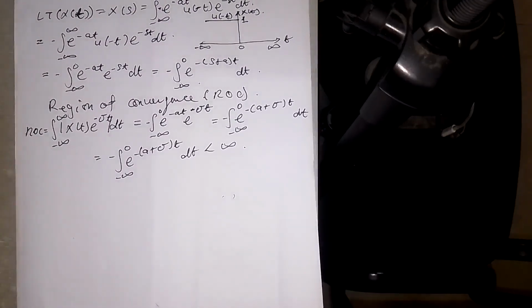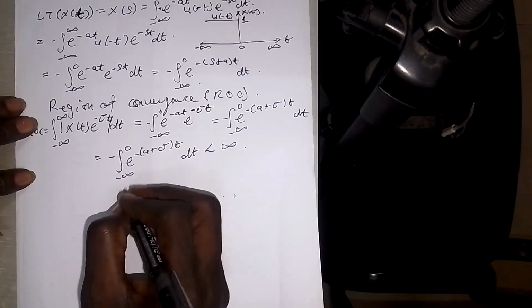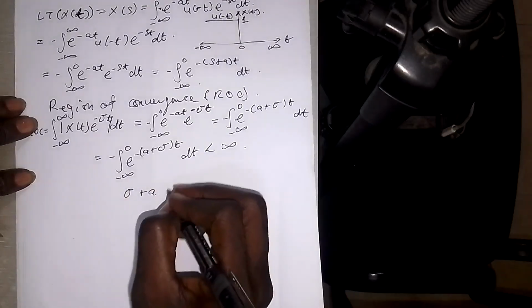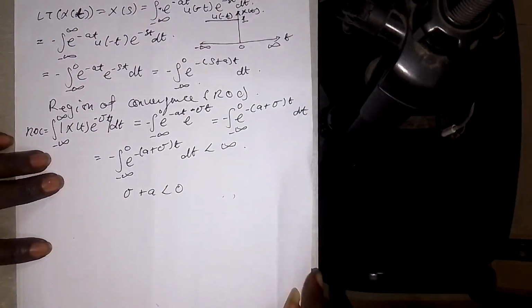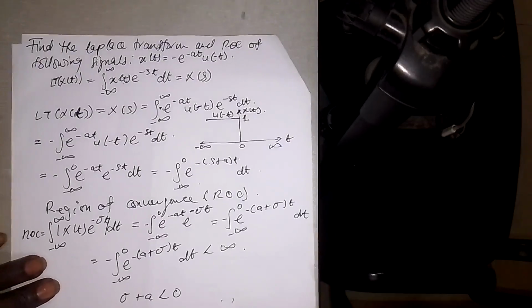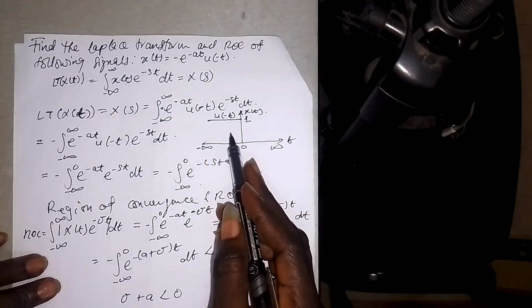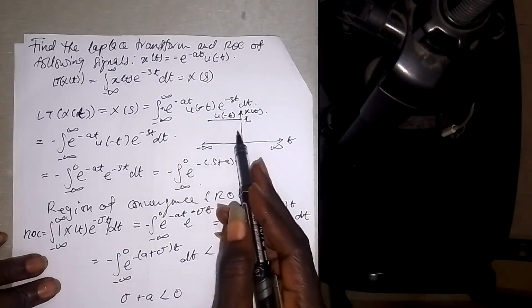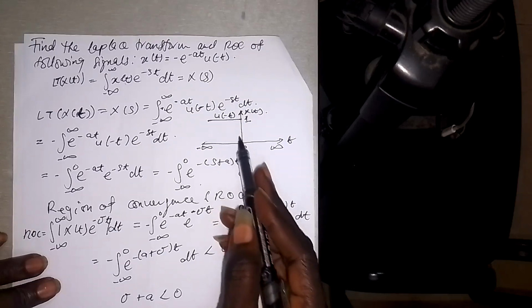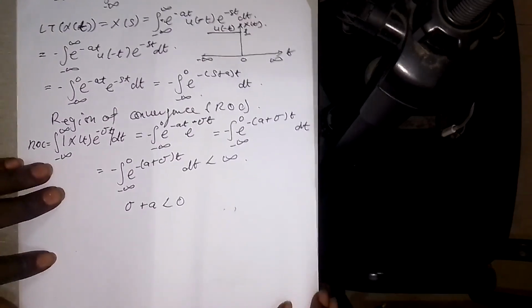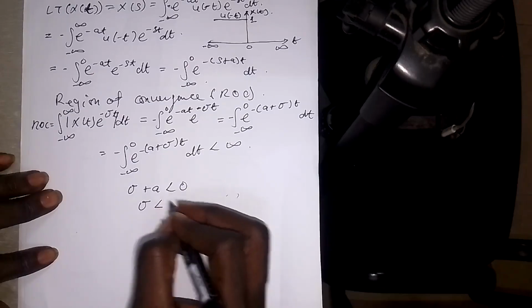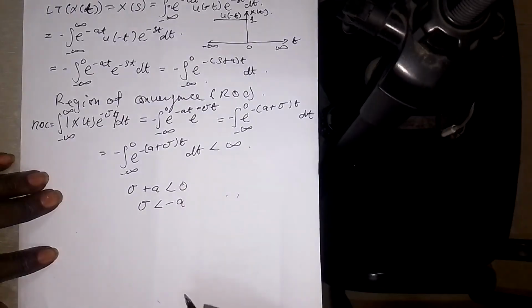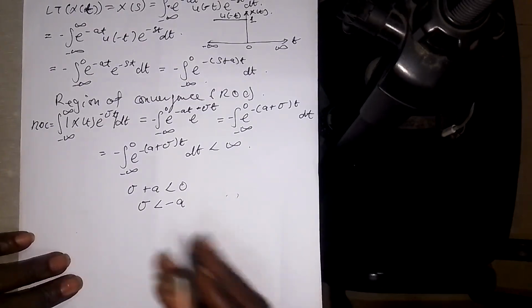In which condition can this signal be less than infinity? This signal can be less than infinity when I have sigma plus a to be less than 0. Why am I saying that it should be less than 0? Because if you look at my graph, it is at the negative side of the x-axis. My graph lies at a region which is less than 0. That is why I am saying that it should be less than 0. So sigma is less than minus a.